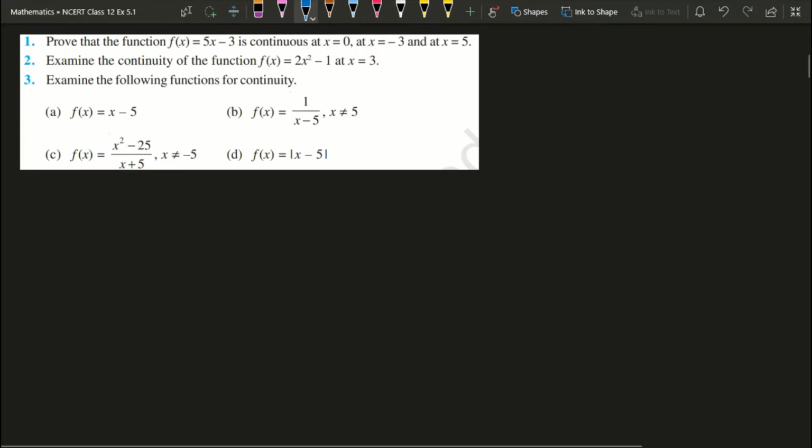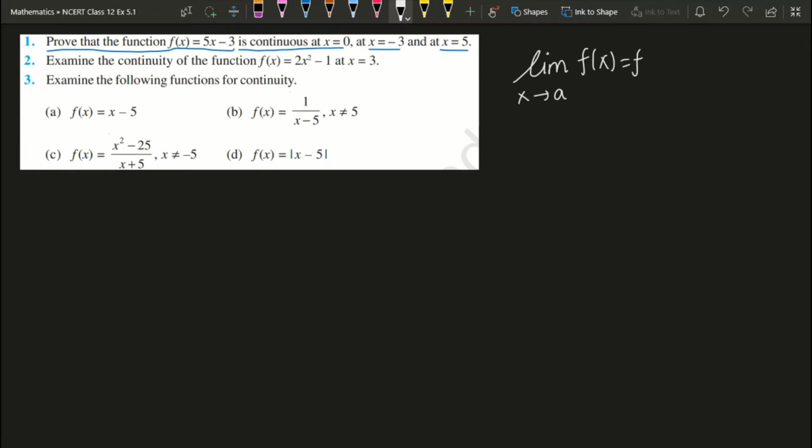The first problem says prove that the function f of x equals 5x minus 3 is continuous at x equals 0, x equals negative 3, and x equals 5. In this entire exercise, we will follow the same one rule. We have to just prove that the limit as x goes to a of f of x equals f of a. That would guarantee that both of these quantities, f of a and the limit of f of x, exist, and they have to be equal. That's the single equation that we have to practice throughout this exercise.